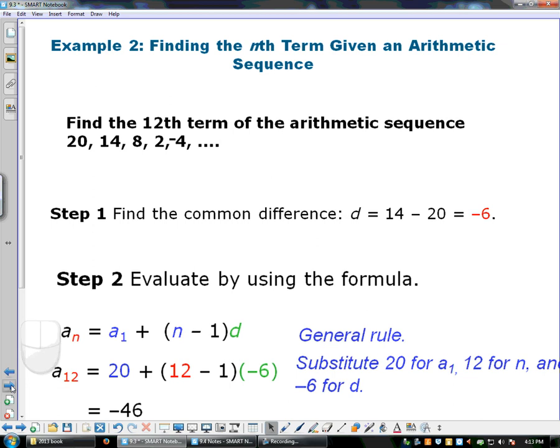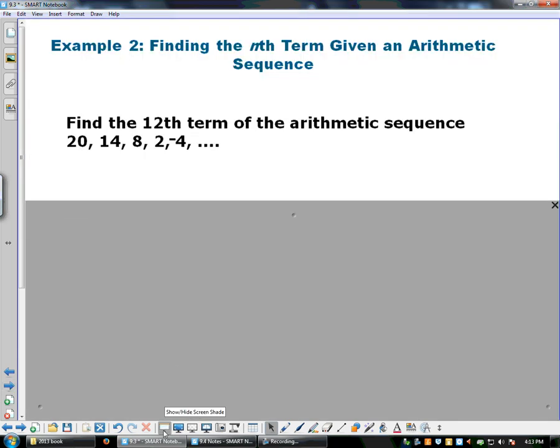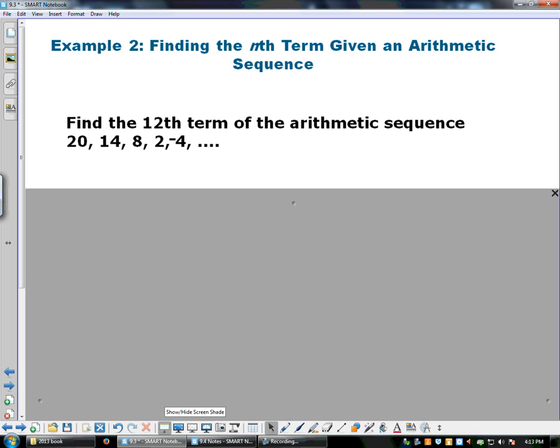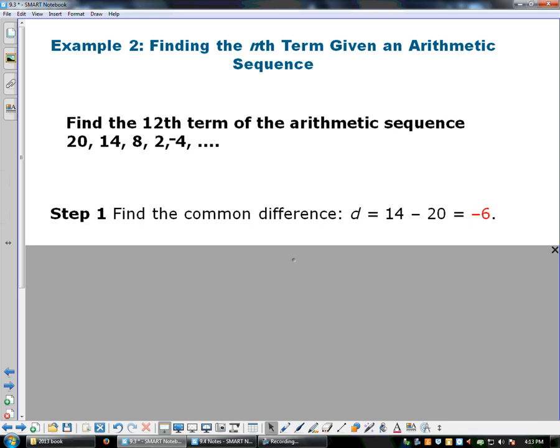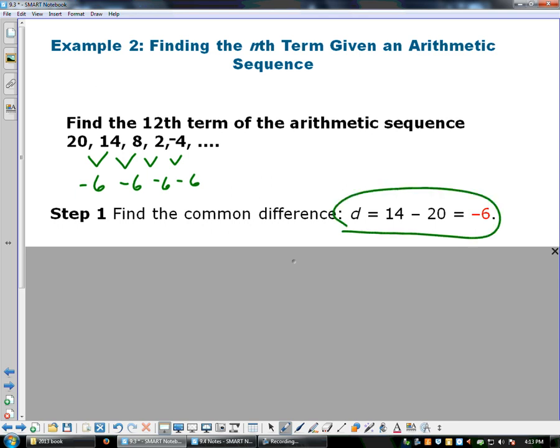Okay, so let's take a look at example 2. Finding the nth term given an arithmetic sequence. So find the 12th term of an arithmetic sequence that looks like this: 20, 14, 8, 2, negative 4. So the first step is to find the common difference. If we're looking here, we see that the common difference, 14 minus 20, is going to be negative 6. 8 minus 14 is negative 6, and so on. These are all dropping by negative 6. So that common difference is negative 6.